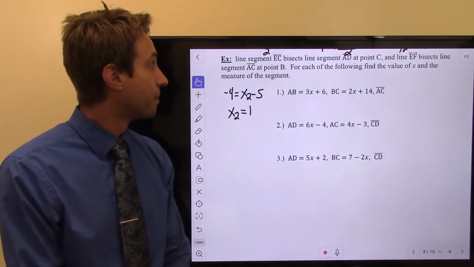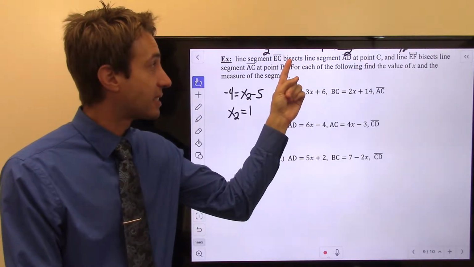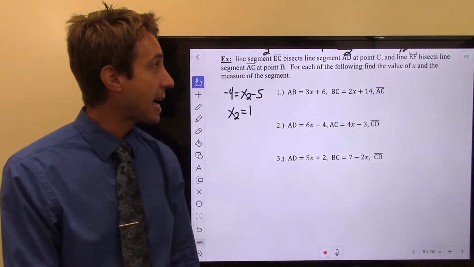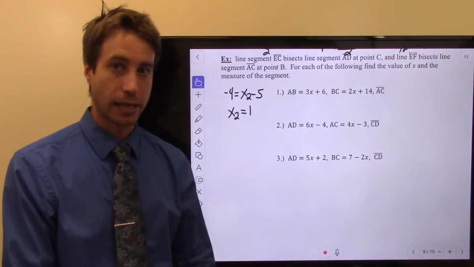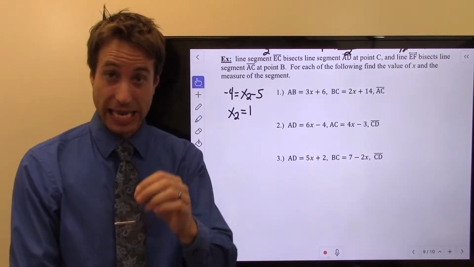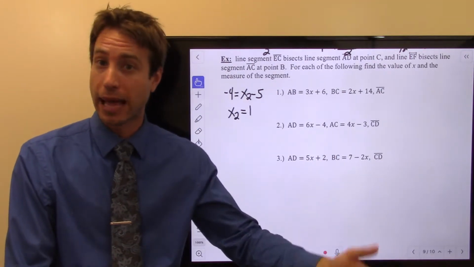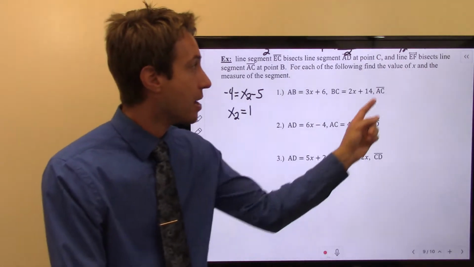All right, here's what I tell you. Line segment EC bisects line segment AD at point C. Lots of verbiage there, but you need to be able to read it and understand the geometry. You need to be able to read the language of geometry. So we'll work on that.